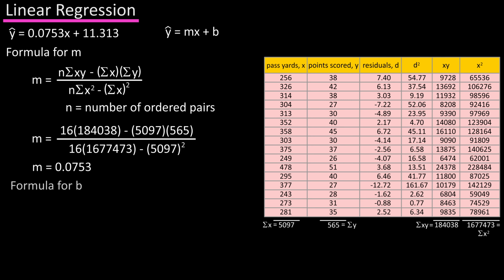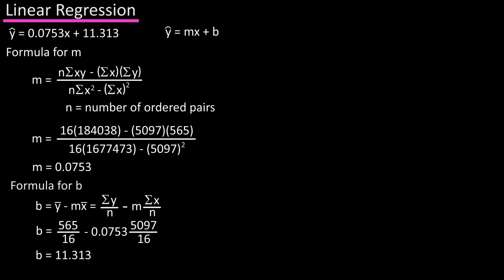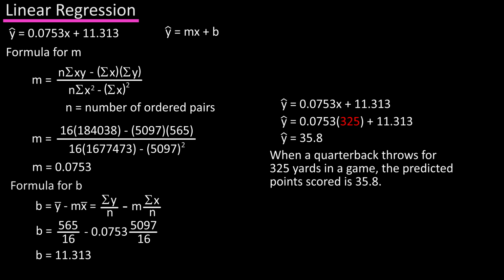And the formula for b, the y-intercept, is y bar minus m times x bar, or the sum of y over n minus m times the sum of x over n. Plugging into this formula, we get 11.313, and that is our y-intercept. And that is how the regression line was constructed. Now we can actually use the line to predict. For instance, when a quarterback throws for 325 yards in a game, the predicted points scored is 35.8.